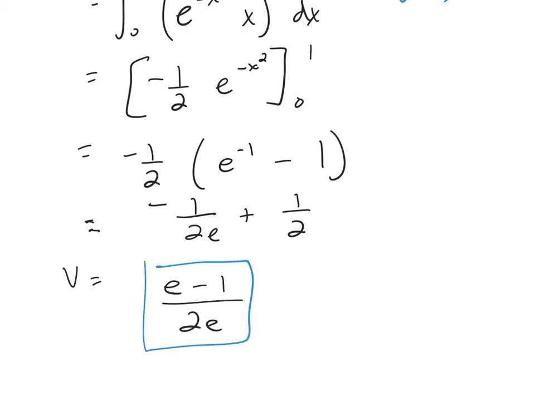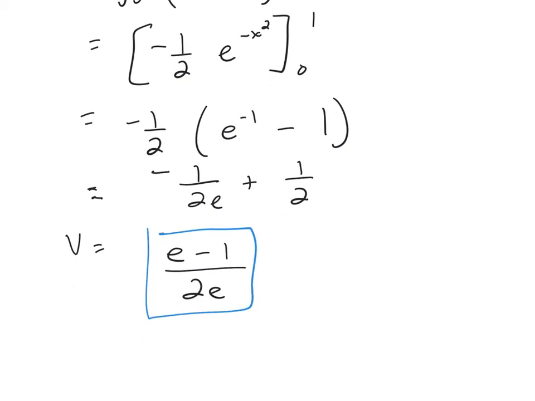And this is a volume, so you should get a positive answer. This is positive because e is a number bigger than 1, so the numerator will be positive. The denominator will be positive, so overall you're getting a positive value, which is what you should be getting.